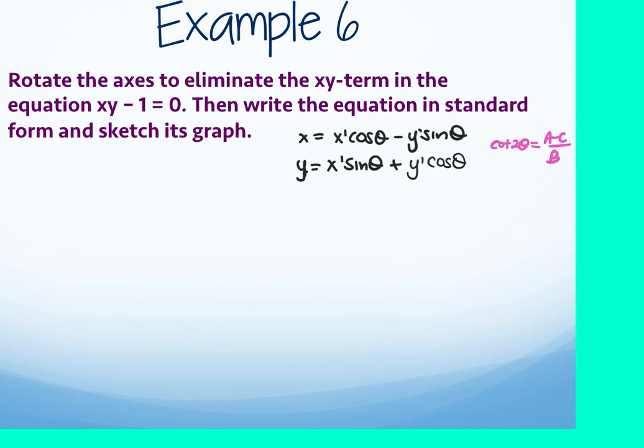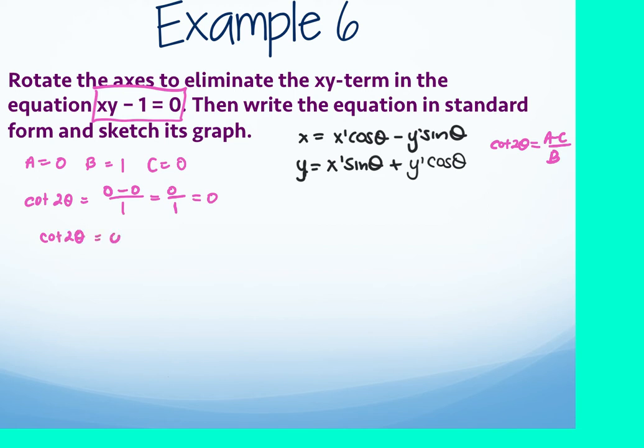So we're going to identify a. Do you see an x squared term? If this is my equation, is there an x squared term? No. So what is a? 0. B is what's in front of the xy. What's b? 1. And c is what's in front of the y squared. What would that be? 0. So cotangent of 2 theta equals 0 minus 0 over 1, or 0 over 1, which is what? 0. So we're looking initially for a cotangent being 0.